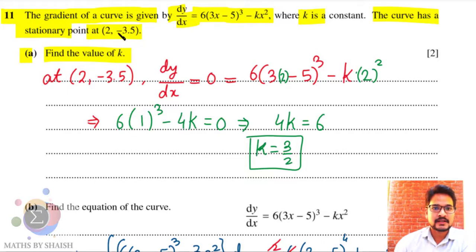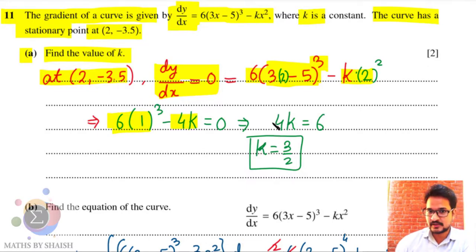When we put x equals 2, dy over dx has to be 0 because it's a stationary point. So at (2, minus 3.5), dy over dx is 0. It means 6 times (3 times 2 minus 5) whole cube minus k times 2 squared. So we got 6 times (6 minus 5, that is 1) cubed, minus 4k, that is 4k equals 6, and k is 3 by 2. That's how we find the value.